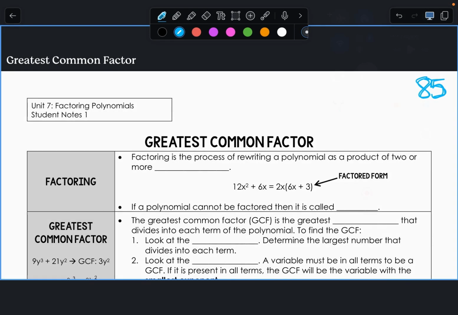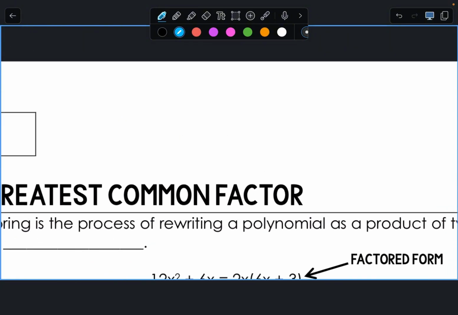Who remembers anything about greatest common factor? Least common denominator? Nope. It sounds familiar. Crickets? Yes, I think so. Not sure.